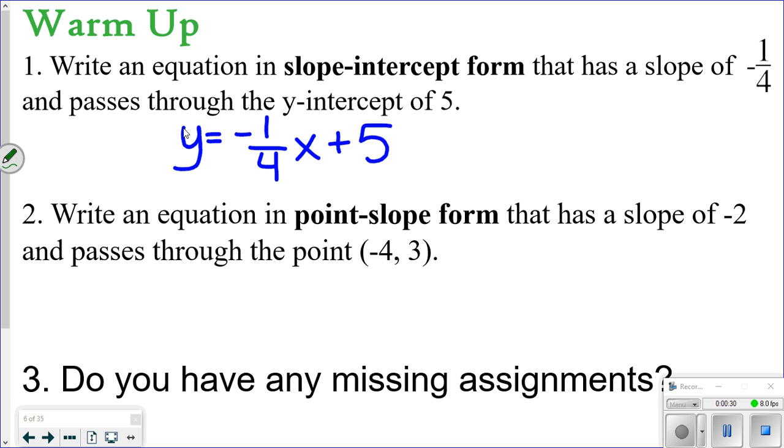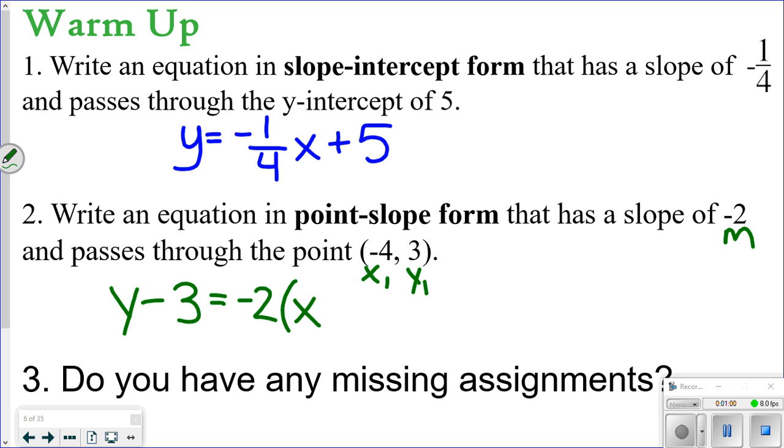Number 2. Write an equation in point slope form that has a slope of -2 and passes through the point -4, 3. So I'm going to label this x1, y1. So y minus y1, which is 3, equals slope m, -2, parentheses x minus x1, so minus a -4, which turns into a plus 4.